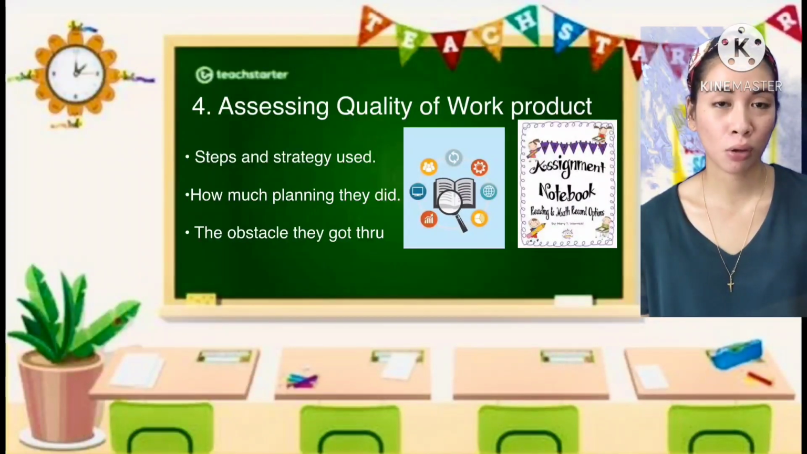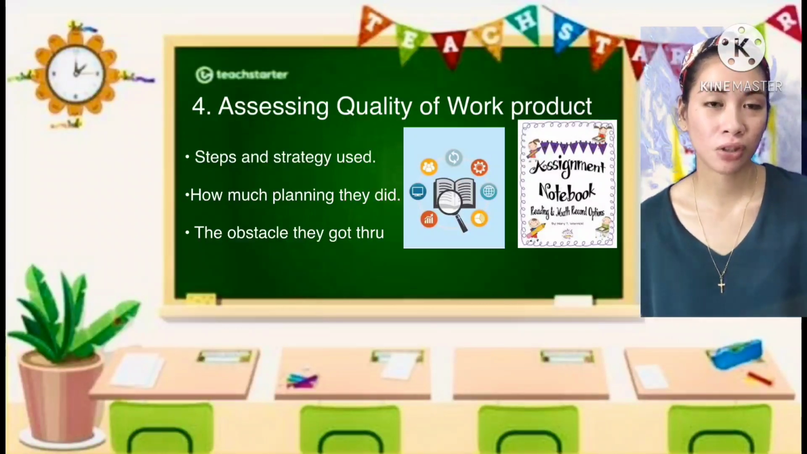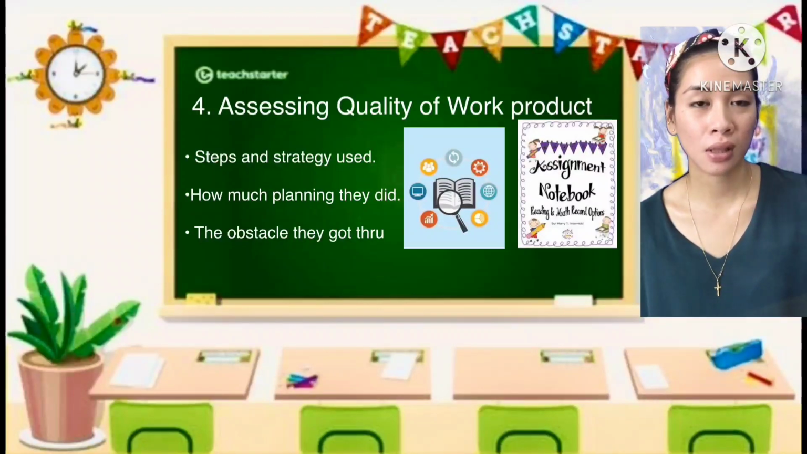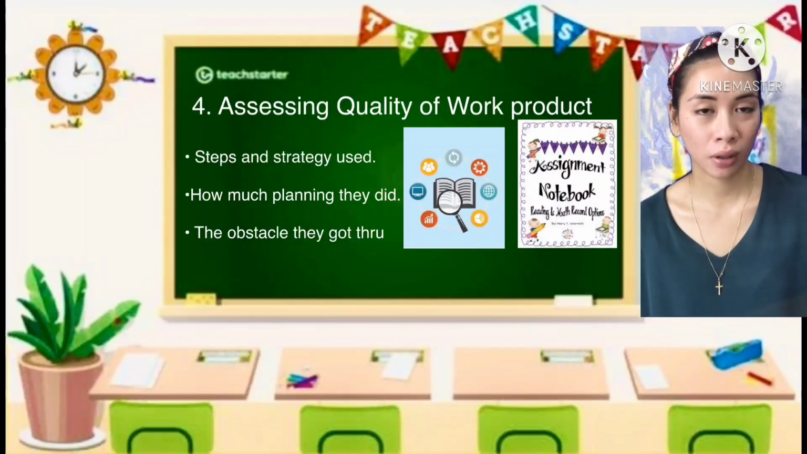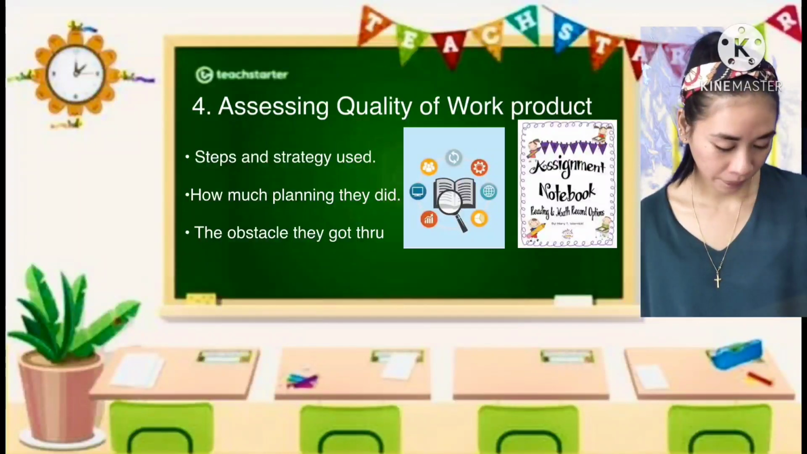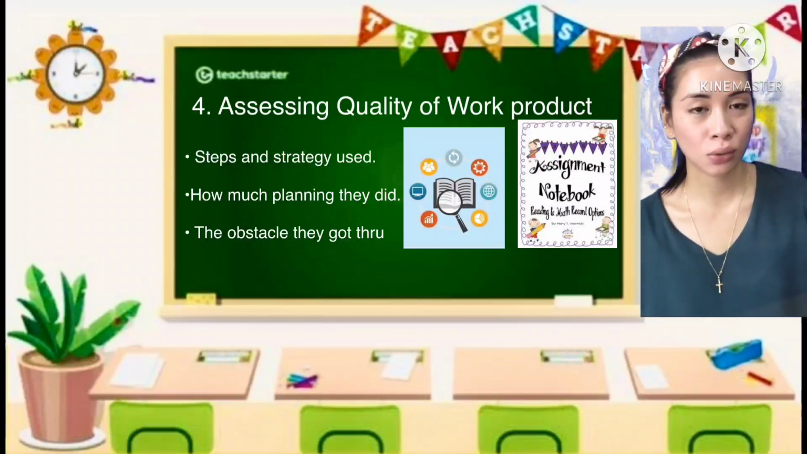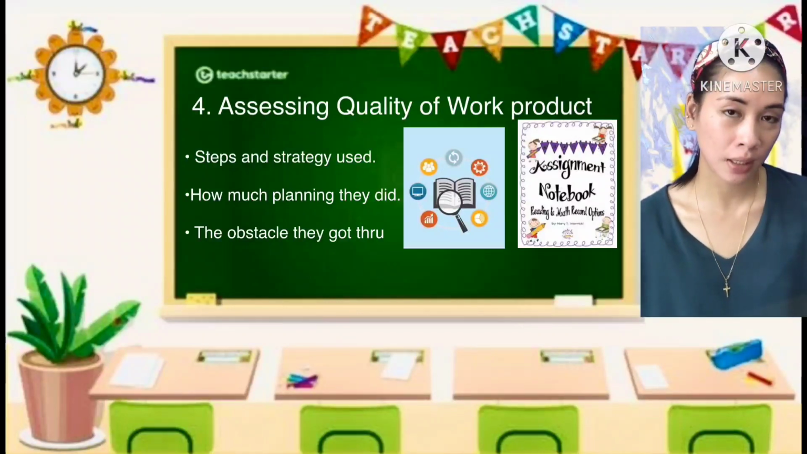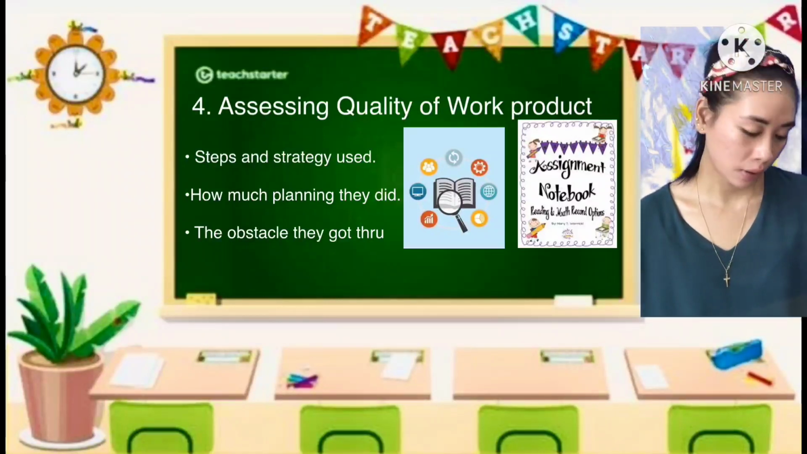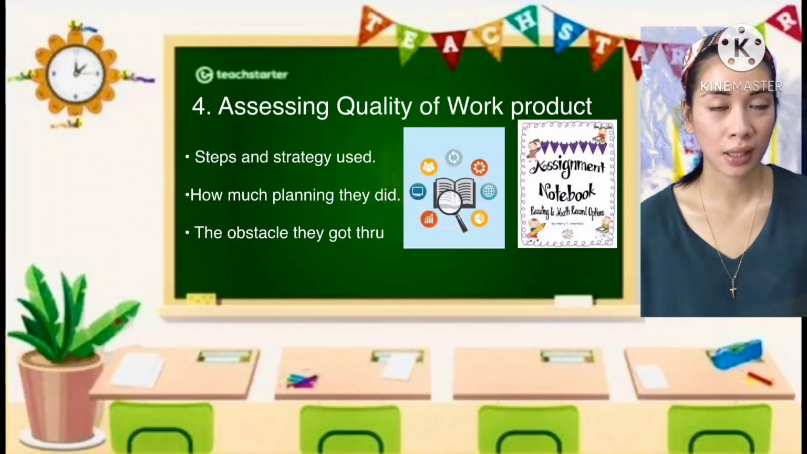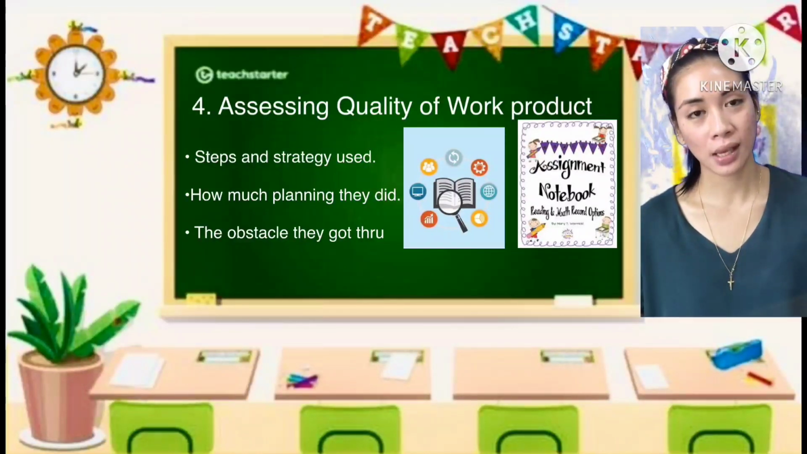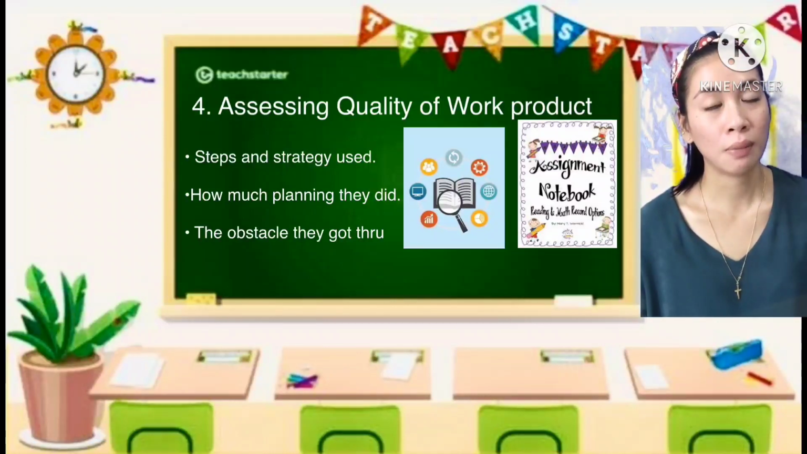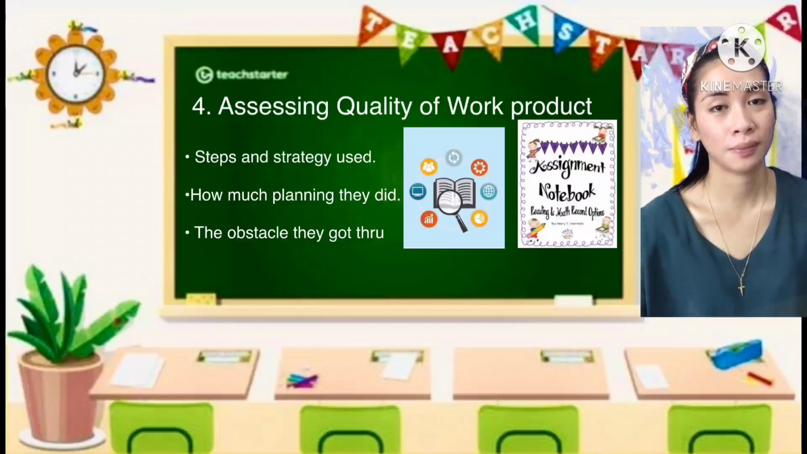Number four, assessing quality work products. These are assignment notebooks, compilations of researches, or projects. There are factors that we need to consider in evaluating the work of the students. Number one, the steps and the strategy they use as they work, their creativity. Number two, how much planning the student did. And number three, what obstacles they got through to get the things done. So these are the factors we need to check when evaluating the students' work.